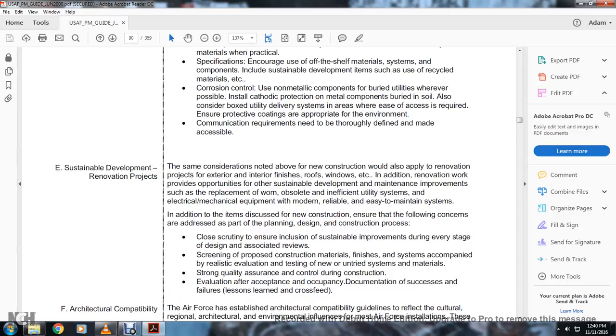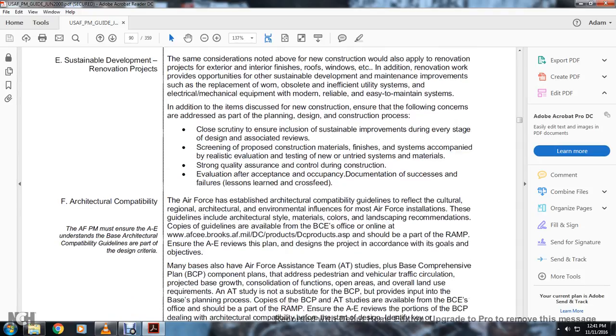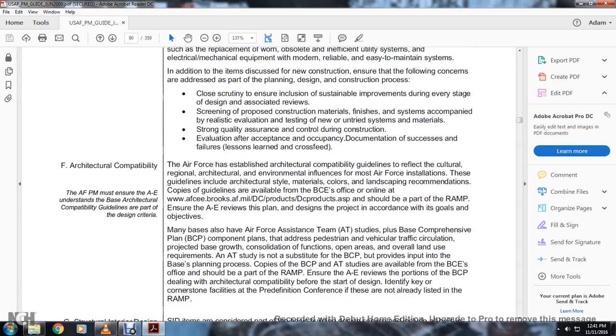In addition to the items discussed for new construction, ensure the following concerns are addressed in the planning, design, and construction process. Scrutinize closely and ensure the inclusion of sustainability improvements during every stage of design and associated reviews. Proposed construction materials, finishes, and systems should be accompanied by a realistic evaluation and testing of new, untried systems and materials, showing quality assurance and control during construction, evaluation and acceptance, and occupancy, with documentation of successes, failures, and lessons learned, which are cross-fed.